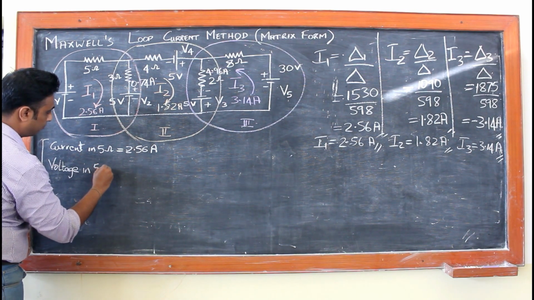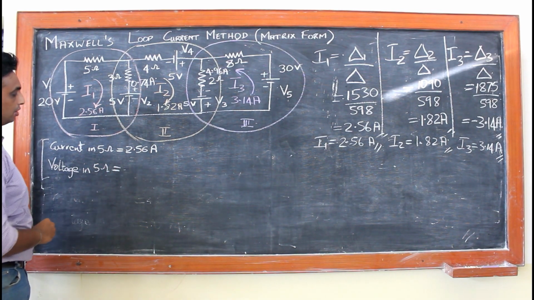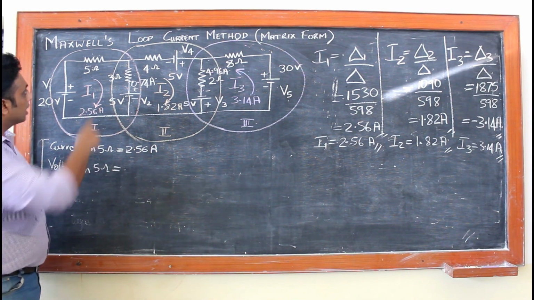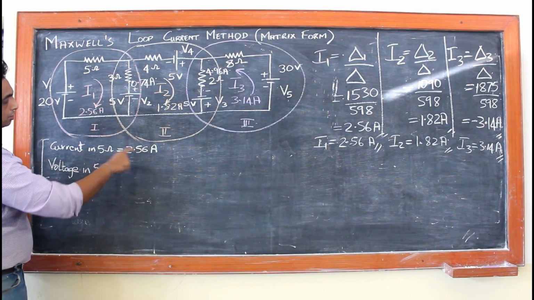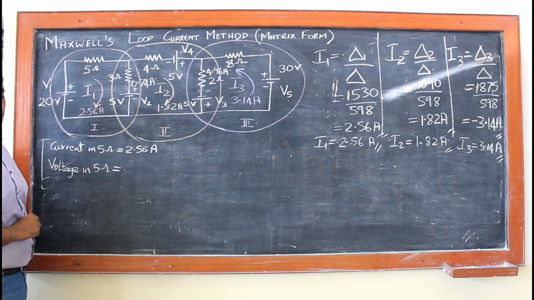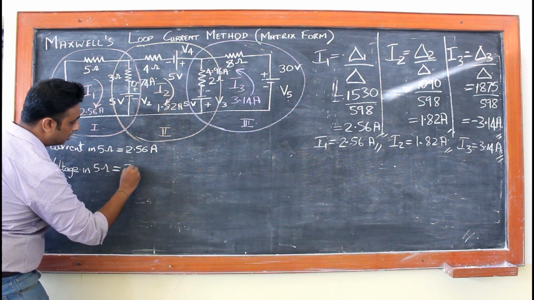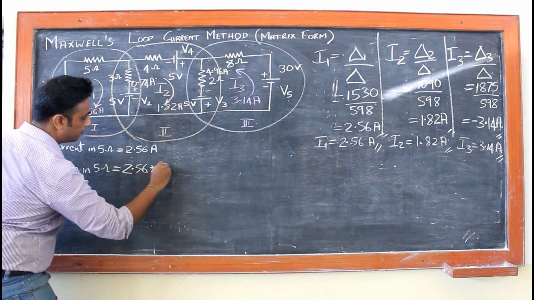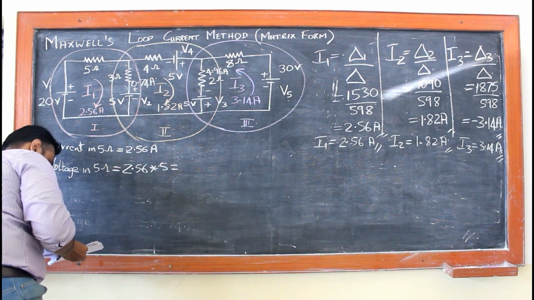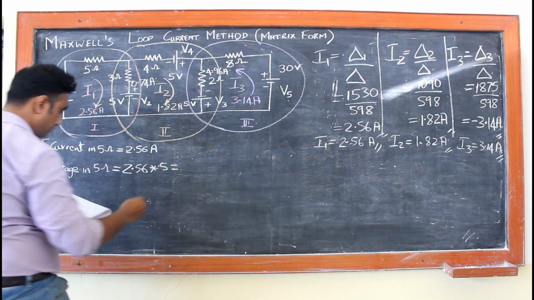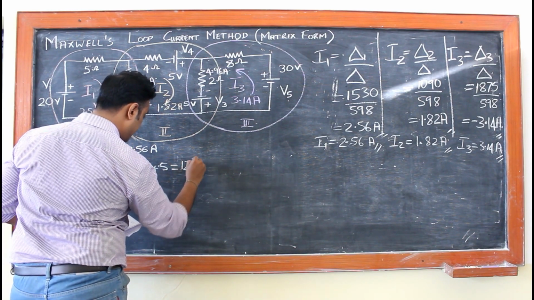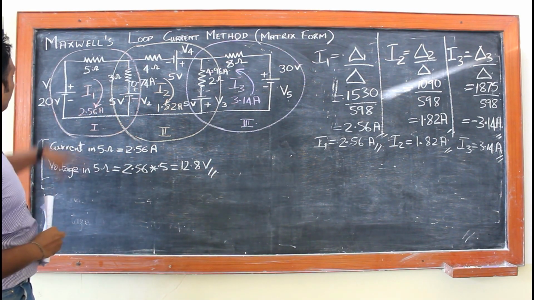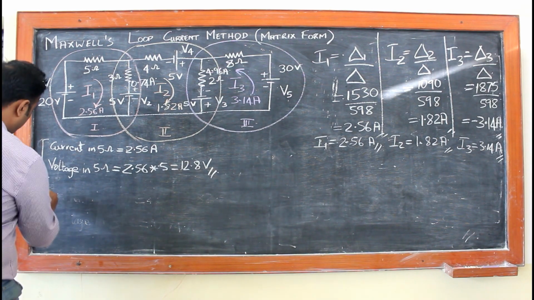Now, voltage in the 5 ohms resistor, we already know Ohm's law. Ohm's law states what? V equals I into R. So I have my current value flowing in the resistor, which is 2.56, and I know the value of resistance, which is 5. So it is 2.56, that is I, into 5, which comes up to be 12.8 volts.